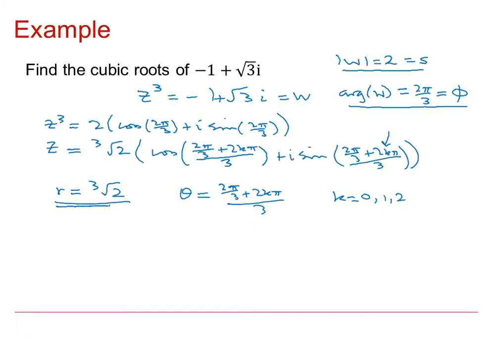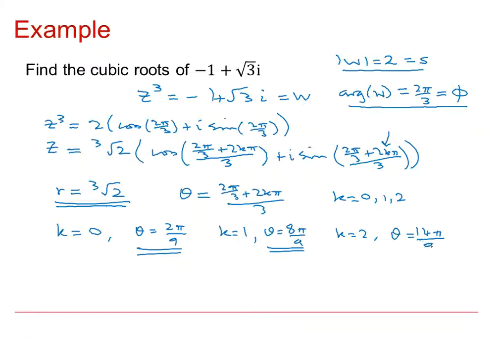So all three roots, all 3 answers, will have r equals the cube root of 2 as their modulus, but the arguments will differ. When k is 0, we get theta is 2 pi by 9. That's the argument of one of the roots. When k is 1, we get theta is 8 pi by 9 as the principal argument. So that's the argument of our second root. And when k is 2, we get theta is 14 pi by 9, which, notice, at the moment hasn't been converted into a principal argument. But these are 3 arguments for our 3 cube roots of -1 plus root 3i.